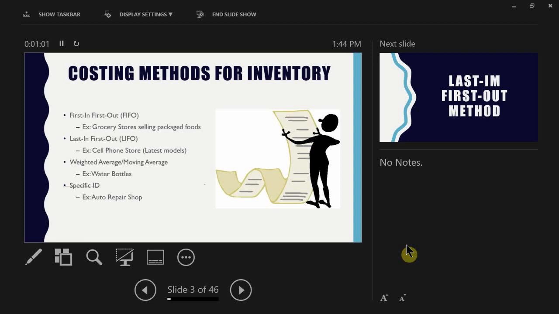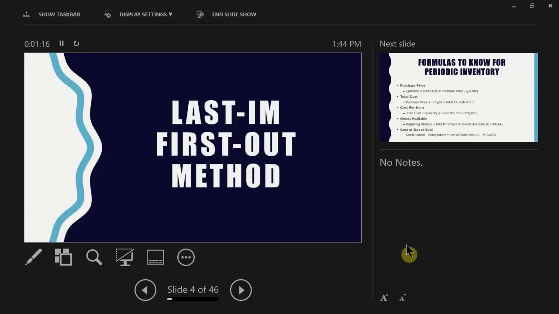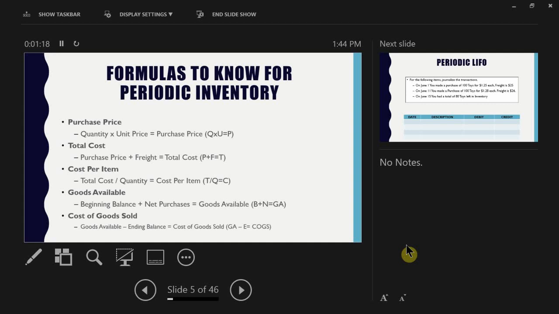So FIFO is going to be something like a grocery that has some kind of expiration date, and you want to get rid of the first batch. Now we're taking a look at getting rid of the last batch, okay? So let's go ahead and dive into our first example, and let's look at the formulas once again.